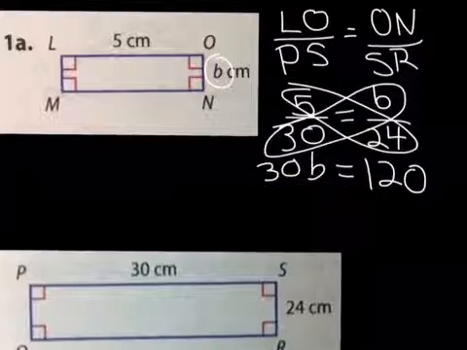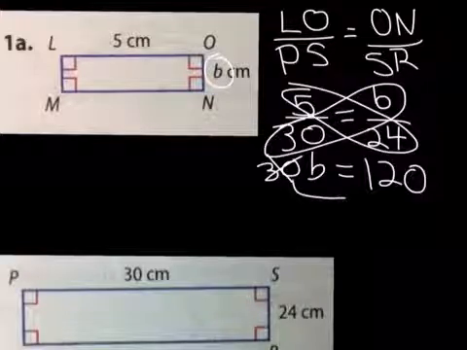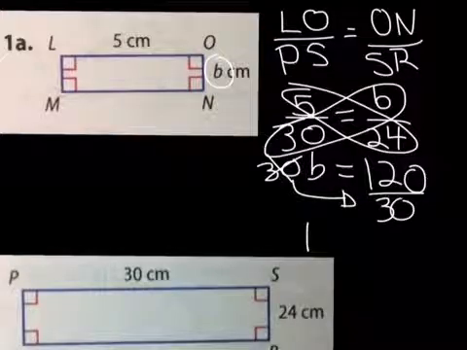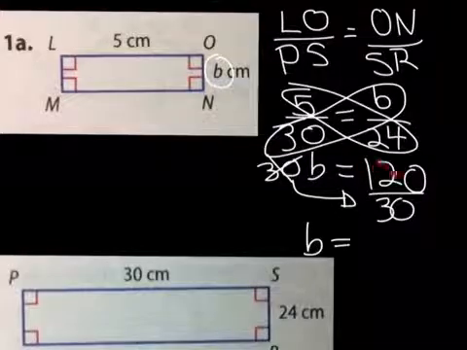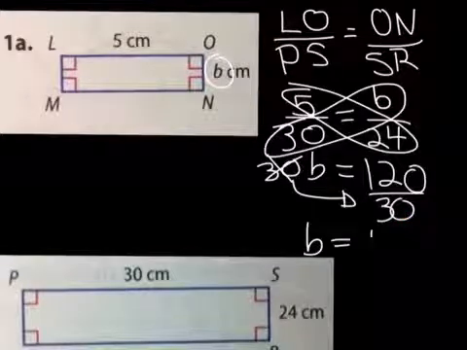Okay, let me move this out of the way here. And now I want to isolate my b here, so I'm going to take this 30, and it's being multiplied on that side, but I'm going to bring it over to this side where it will divide. So now I have b equals 120 divided by 30, or you can simply do 12 divided by 3. Okay, these zeros cancel each other out, equals 4.